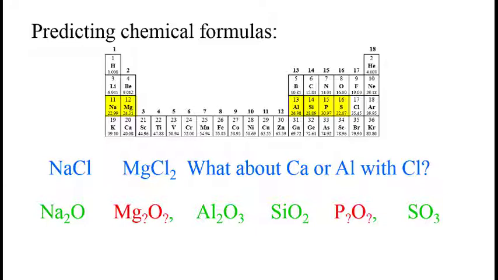If you know the compounds that sodium, aluminum, silicon, and sulfur make with oxygen, what would be the formulas for the magnesium oxide and phosphorus oxide compounds? You might want to stop the video and think about these 2 questions to see if you can figure them out. Solutions will be in the reading.